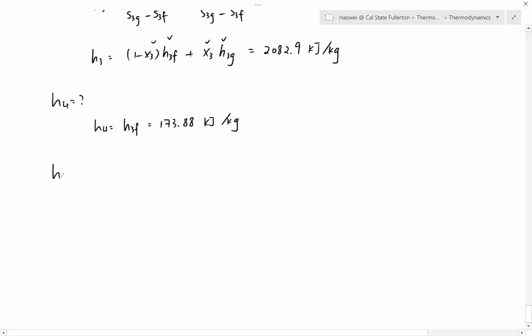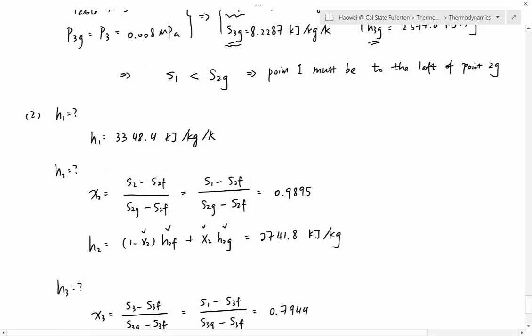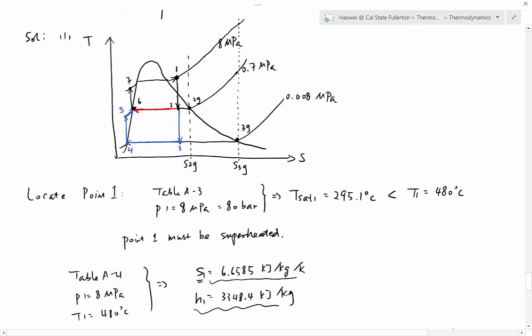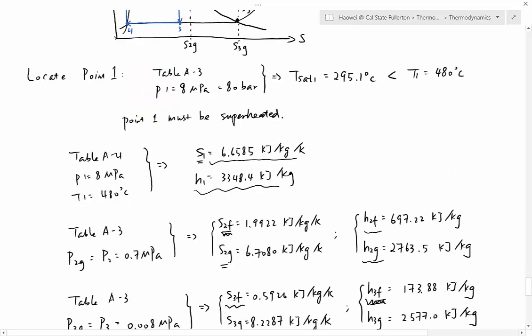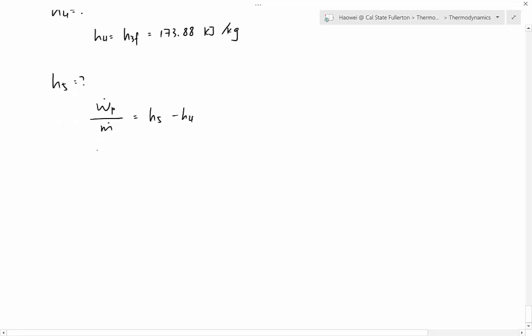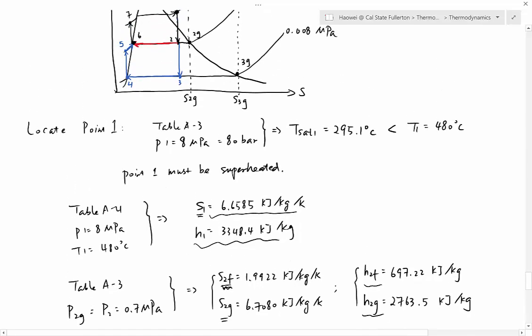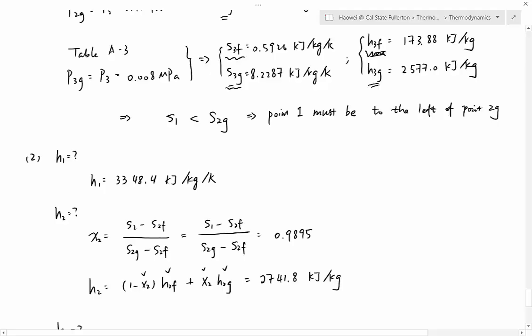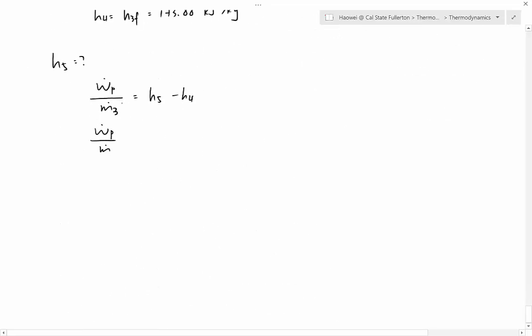Okay, next one is H5. What is H5? Let's take a look. 4-5 is the pump. If it is the pump, we always use the same equation. W dot pump, which is 425, over M dot is equal to, from first law, we know this is H5 minus H4. And then from our other equation, we have W dot pump over M dot. Here it should be M dot. What is the mass flow rate for 425? That is blue, so the mass flow rate should be m dot 3. And same thing here, m dot 3. It is equal to w dot control volume work, 425 over m dot 3.